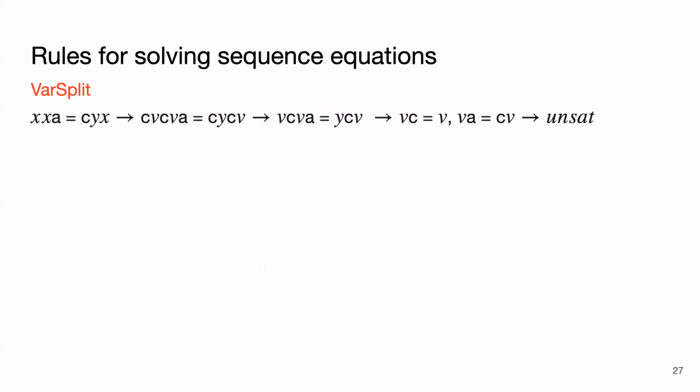So another rule is variable splitting. If you consider the equation xxa equal to cyx, note that x starts with a c. So we could replace x with cv for some other variable v. And then we have the following equation. And if we trim the c's from the start of both sides, we get this equation. And this can be decomposed. Note that va and cv have the same length. So we get two equations, vc equal to v and va equal to cv, both of which are unsatisfiable.